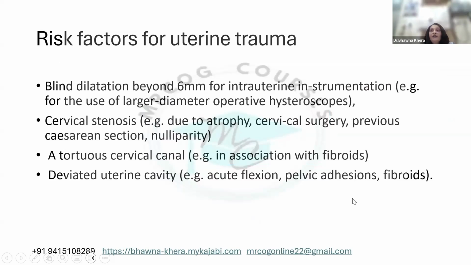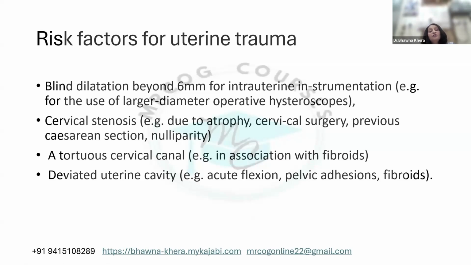Now, what are the risk factors for the uterine trauma? We said there are two main complications which we see with the hysteroscopy. One is the uterine perforation and another is the cervical injury. For cervical injury, we just talked about how we can take care by looking at the patients who have the possibility of cervical stenosis.